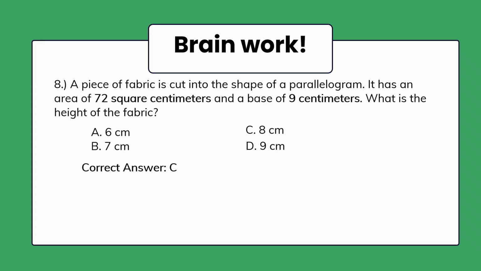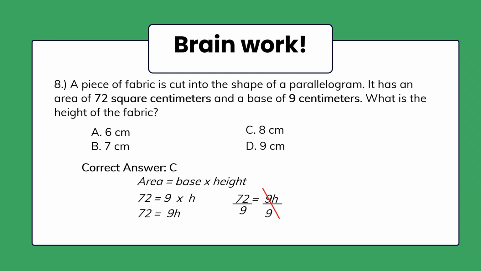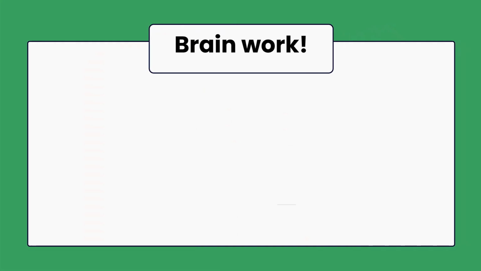Alright, the correct answer is letter C, 8 centimeters. How do we get 8 centimeters? Alright, our area is equal to base times height and we're going to substitute the known values. So we have 72 is equal to 9 times height. Then we're going to divide both sides of the equation by 9 to get the value of our height, which is equal to 8 centimeters.